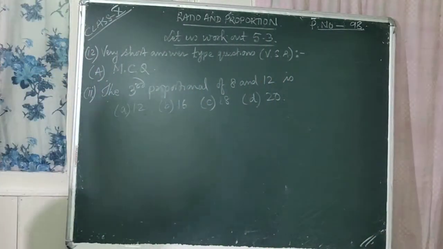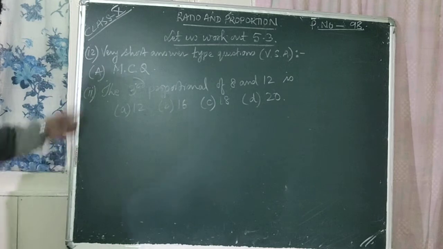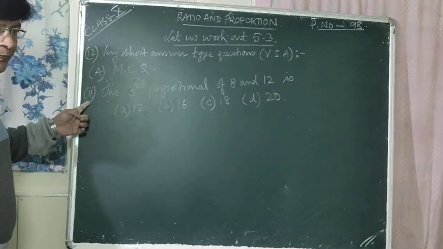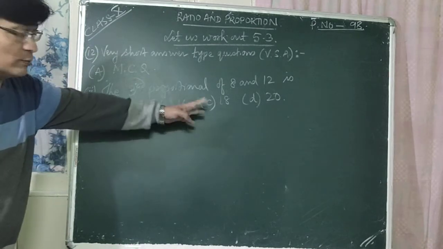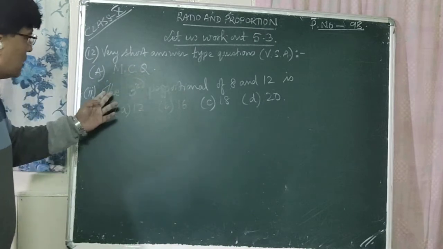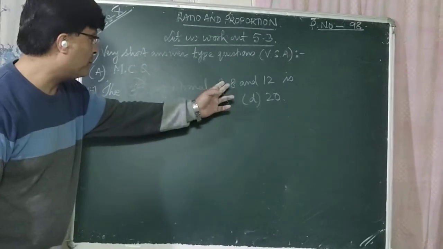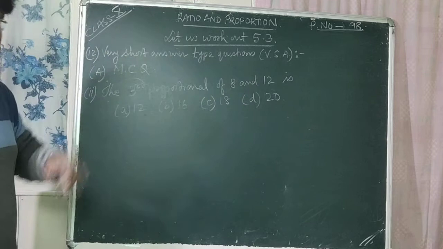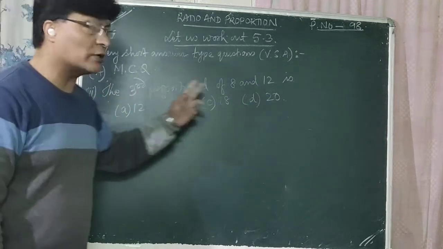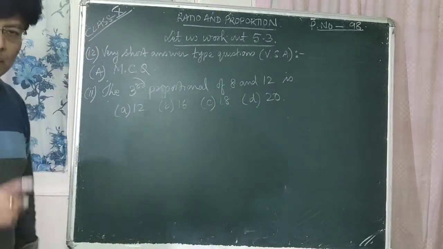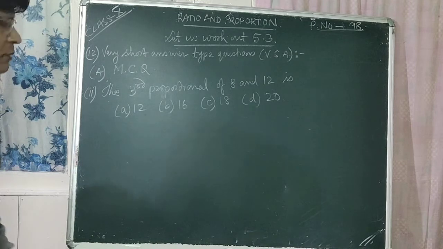So now we'll do the next question, that is 12A number 2. You have to choose the correct option here also, multiple choice question type. The third proportional of 8 and 12 is what? You have to find out the third proportional of 8 and 12. That means you have to find out the third number here.